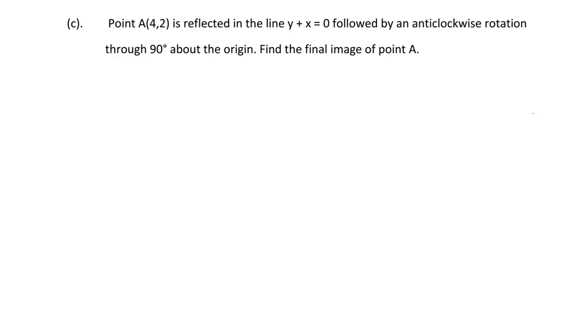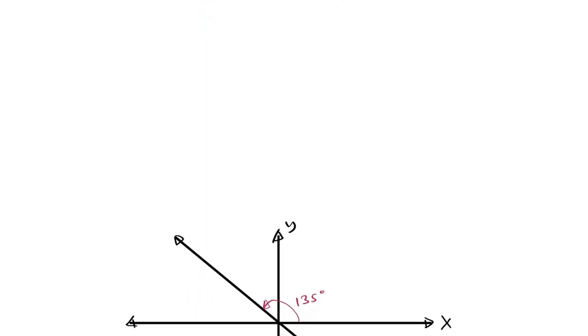So first, let us make y the subject. We are going to have y equals negative x. For this one, we also have to remember that this line makes an angle of 135 degrees with the x-axis. We can as well see this from the figure below.